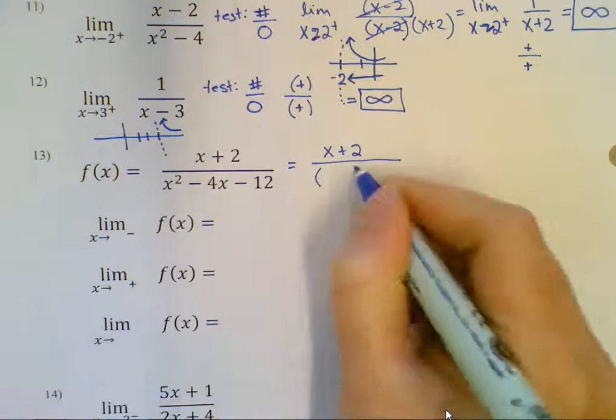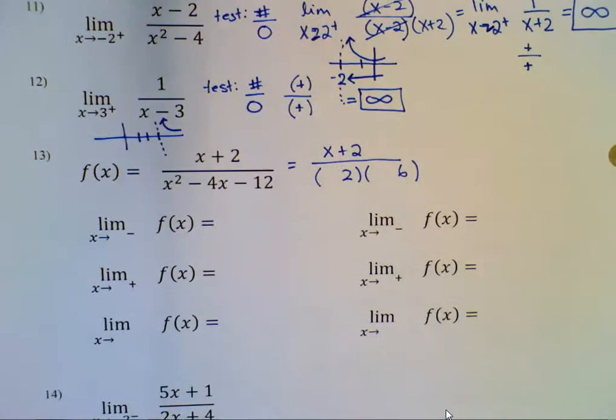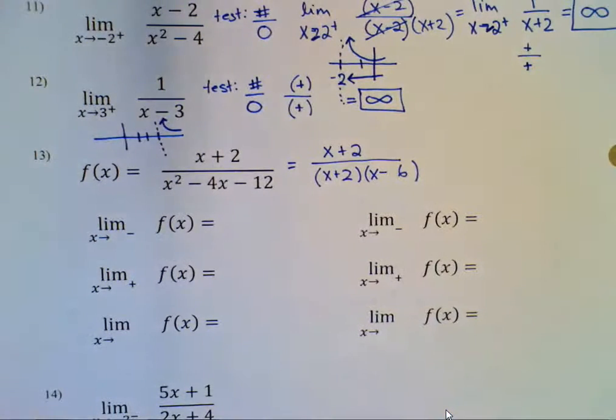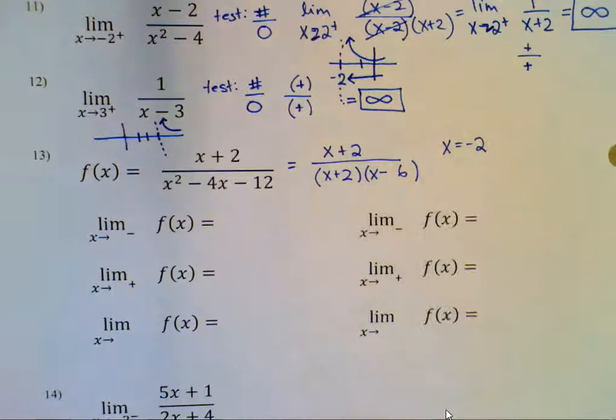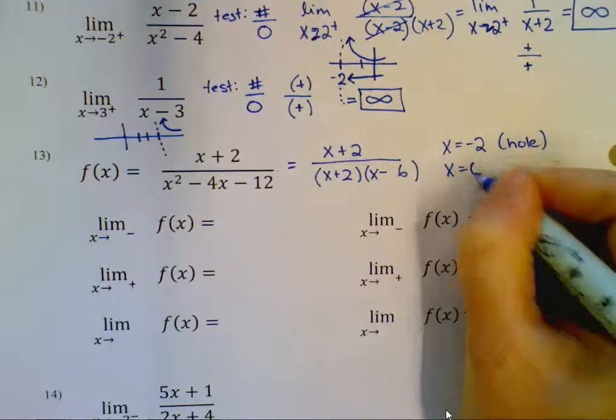It's going to be 6 and 2. No, it has to add up to negative 4. Yeah. x plus 2, x minus 6. Okay, so before we think about the limits, what are some possible discontinuities here? Positive 2. Okay, at x equals negative 2, we know it is going to be a hole. Yeah, but at x equals 6 we know it is an asymptote.